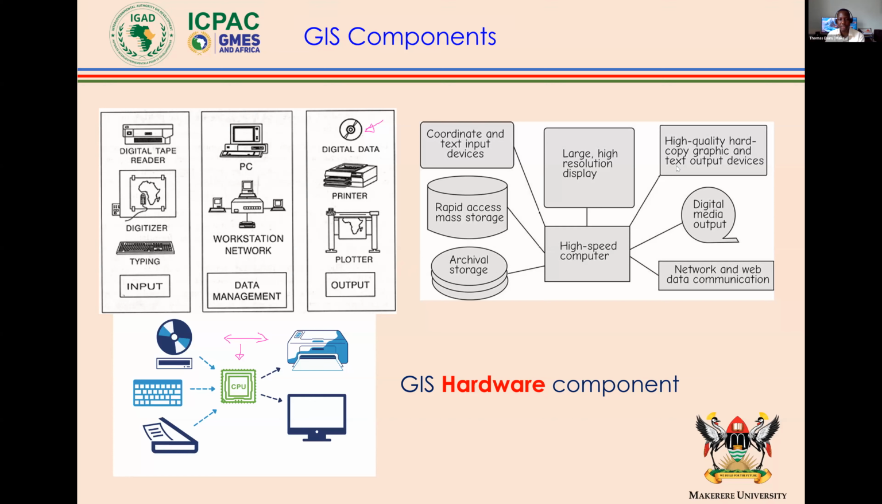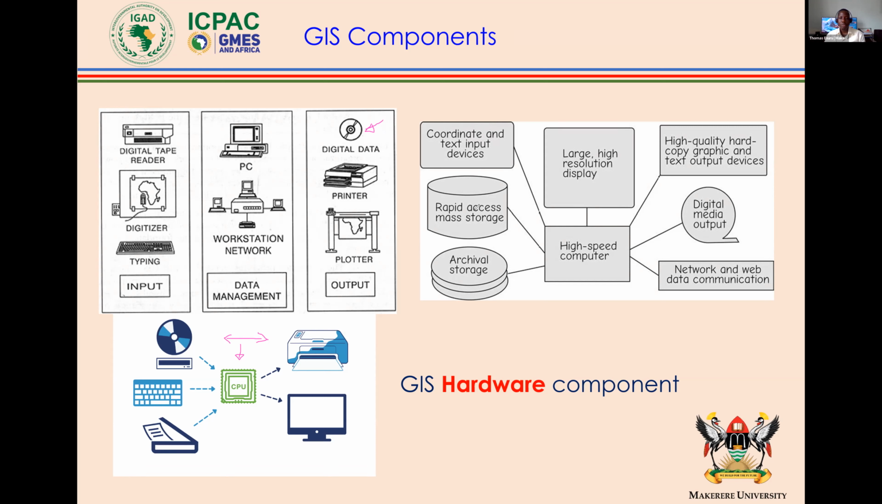On our right, you'll be able to see that these are still the components of the GIS, but represented in a different way. What is this trying to explain? That if you're going to work with the geographical information system, you must have coordinates, and these coordinates should be text input devices. So the coordinates, you use the text input devices to enter them into the big picture of the GIS.